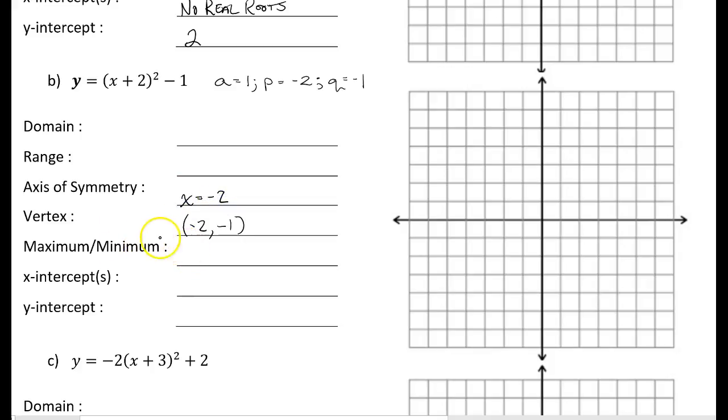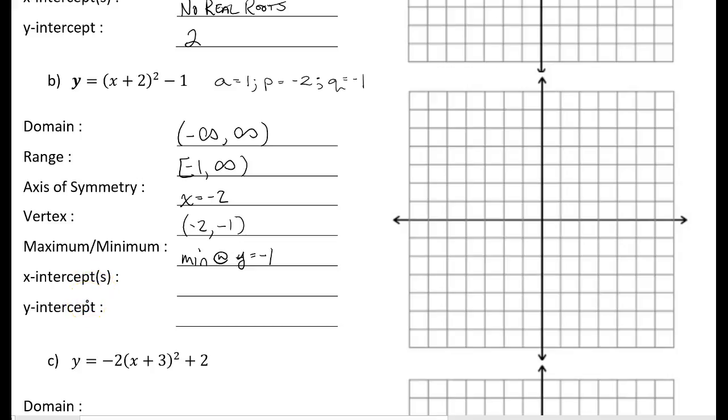And my minimum, because A is still positive, is going to be at y equals -1. My range then is still opening upward, so I've got a minimum of -1 to positive infinity. Domain, as usual, is negative infinity to positive infinity. The only time we see a restriction on that domain is if we're talking about a word problem, because then not all values are acceptable. Like when we talk about measurement, we don't usually talk about negatives when we're measuring.